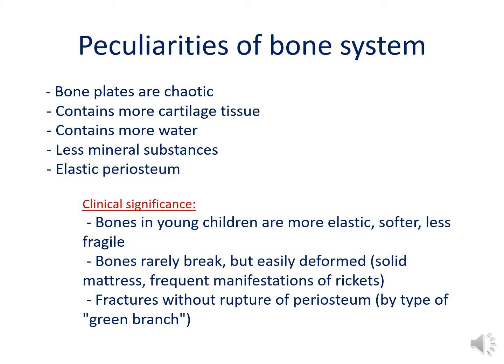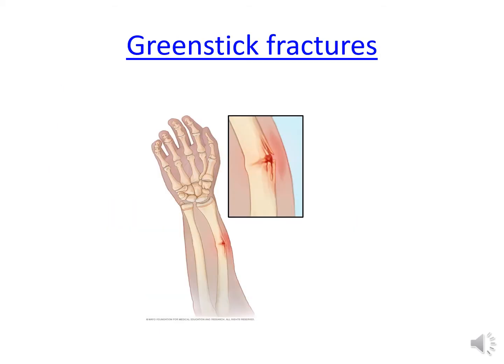Bone plates are chaotic. Bones contain more cartilage tissue and more water, and fewer mineral substances. And periosteum is elastic. That is why bones in young children are more elastic, softer, and less fragile. Bones rarely break, but are easily deformed. Fractures of children's bones occur without rupture of periosteum, which is called green branch type. In this picture you can see an example of a greenstick or green branch fracture.